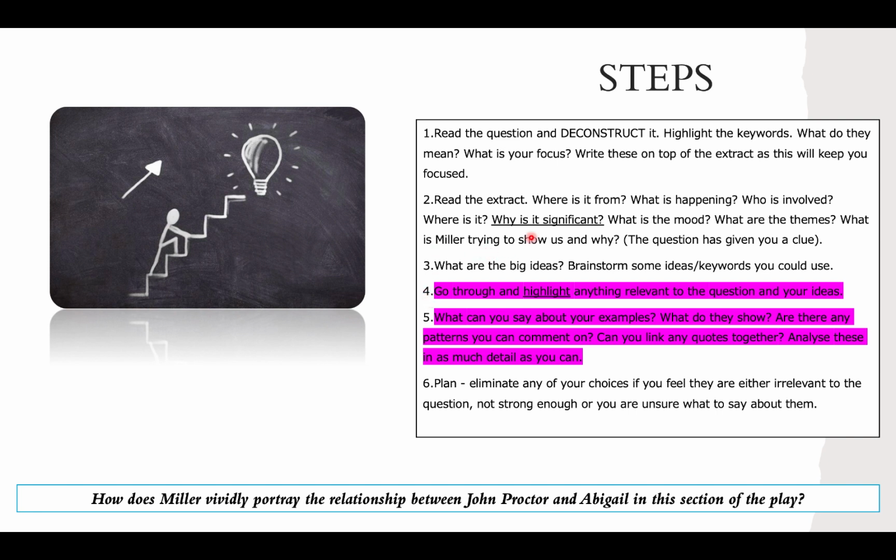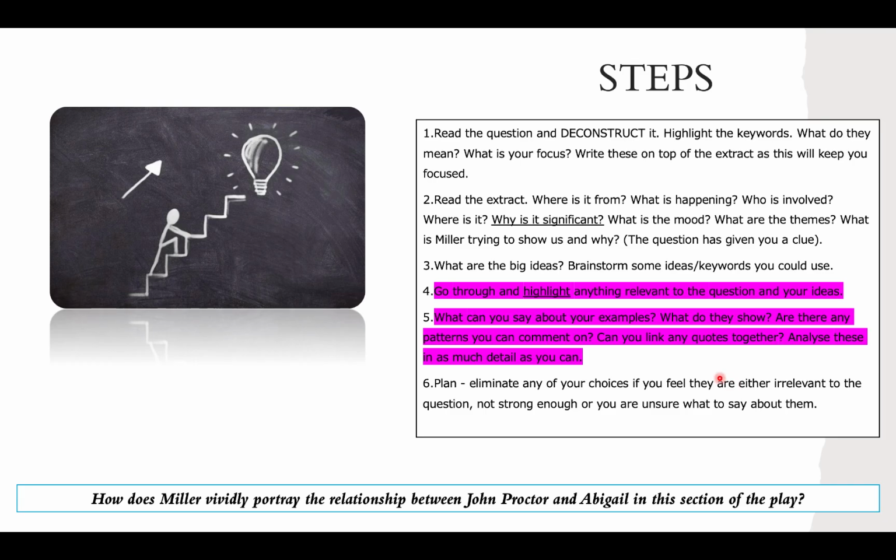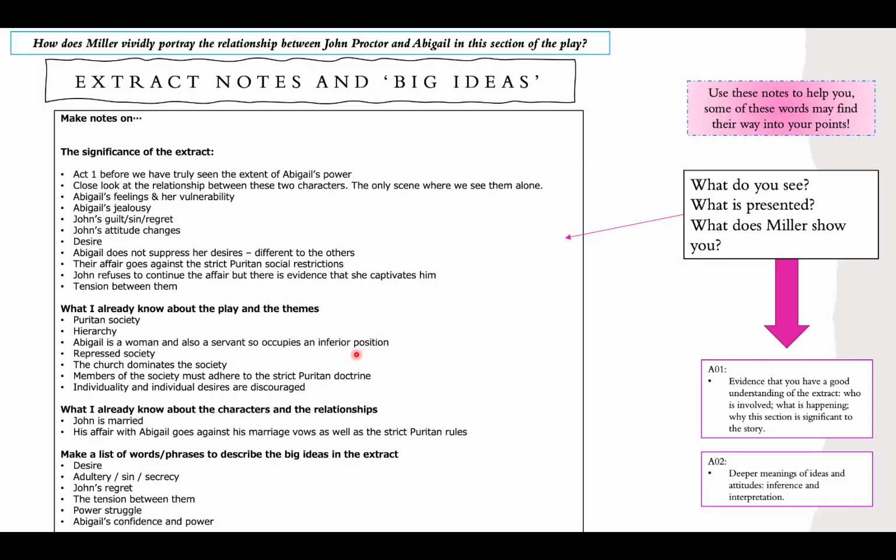So once you've gone through and you've made all of these notes, these notes will actually help you when you're highlighting what you think you could potentially use as your AO1 in terms of your evidence. So just go through and highlight anything relevant to the question and your initial ideas. And as you're going, try and annotate. So think about what can you say about each of the examples, what does it show? Again, use these words. There's a lot of interesting words and phrases within here.